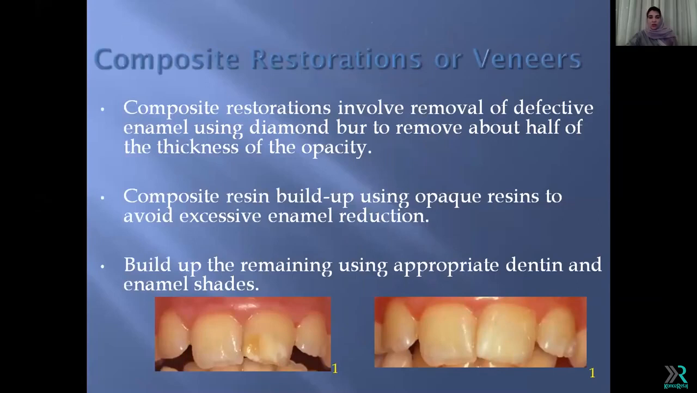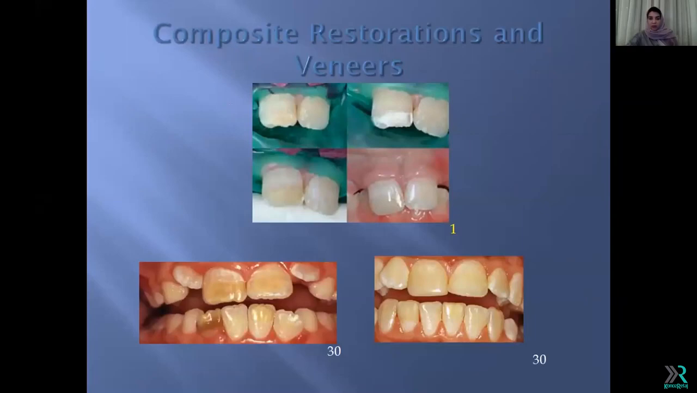Composite restorations or veneers. Composite restoration involves removal of defective enamel using a diamond burr to remove about half the thickness of the opacity. Composite resin buildup using opaque resin to avoid excessive enamel reduction, and build up the remainder using appropriate dentin and enamel shades. Here are some cases that use composite restorations on the top and composite veneers on the bottom.